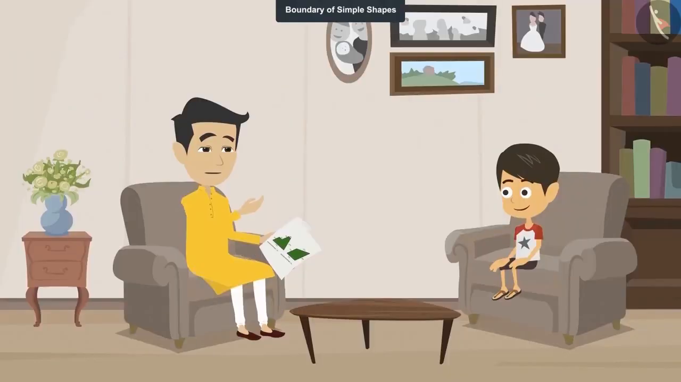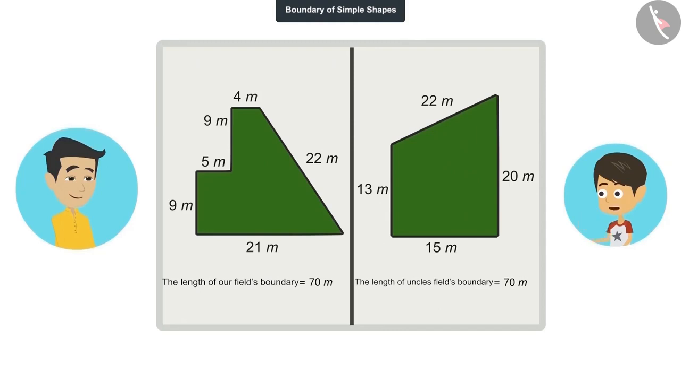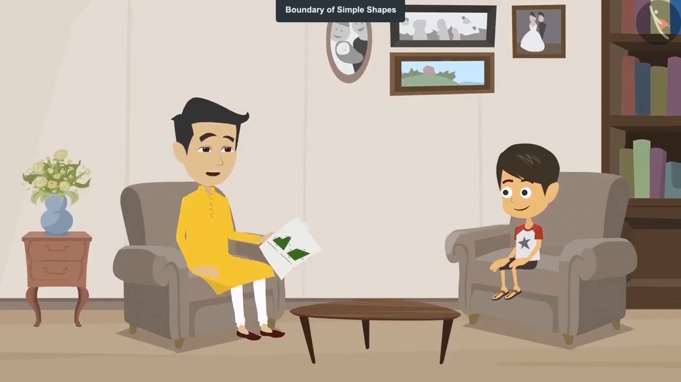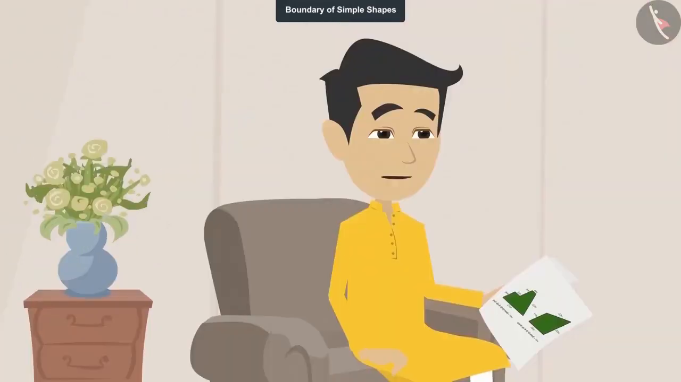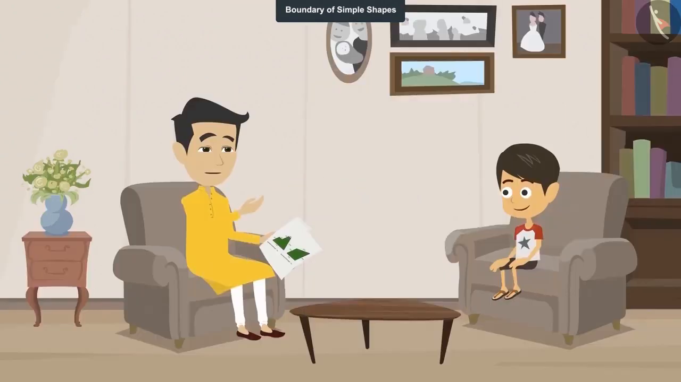Why is it not possible? The shape of the two fields is different. Then how come the measurement of their boundaries is the same? It is possible. The size of the boundary has no relation to the shape. A shape can have 3 or more edges, and all the edges can have different measurements. So the length of the boundary of different shapes can be the same.